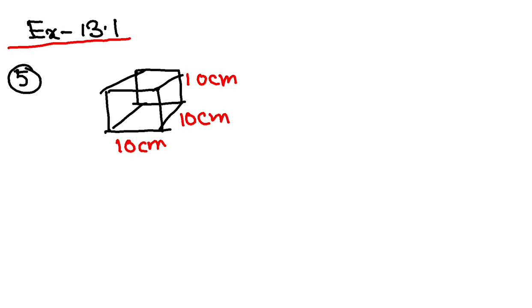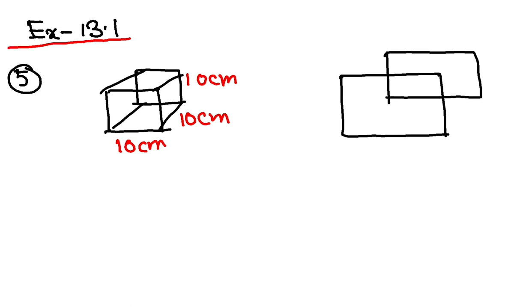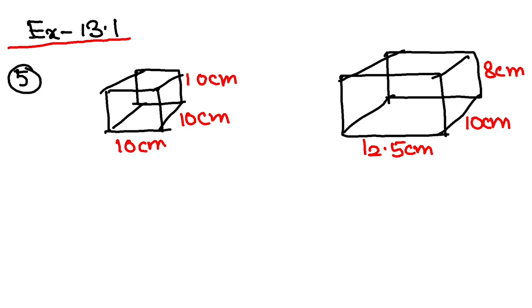And there is a cuboid also. So somewhere here, let's take a cuboid, and this cuboid has a length of 12.5 cm, breadth of 10 and height of 8. The question has two parts. The first one, they are asking which one has greater lateral surface area and by how much.